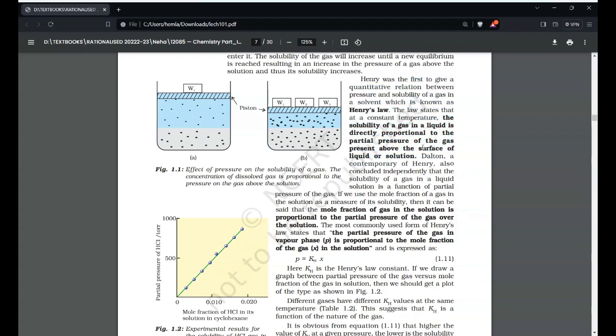So let's see. Henry was the first to give a quantitative relation between pressure and solubility of gas in a solvent, which is known as Henry's law. The law states that at constant temperature, the solubility of gas in a liquid is directly proportional to the partial pressure of gas present above the surface of the liquid or solution.